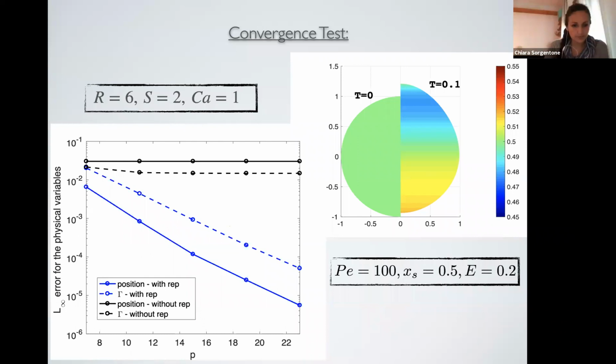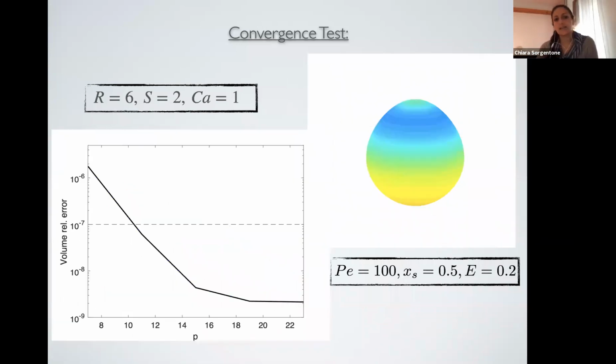Here I'm plotting the error for both the position and the surfactant concentration. In blue, you can see the error that you obtain using the full method. By full, I mean that I'm using the spectral reparametrization that I mentioned before. In black is the same simulation, but without any reparametrization. Even for such a short and easy simulation, you can see how important it is to have this spectral reparametrization that keeps the point distribution optimal for the whole simulation.